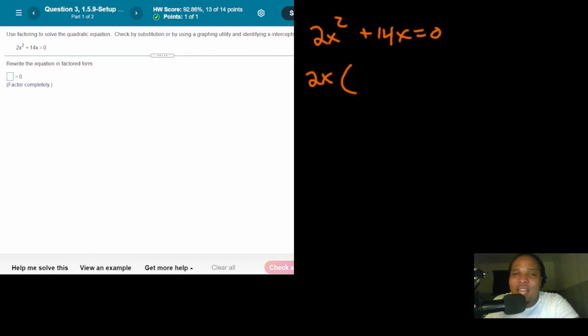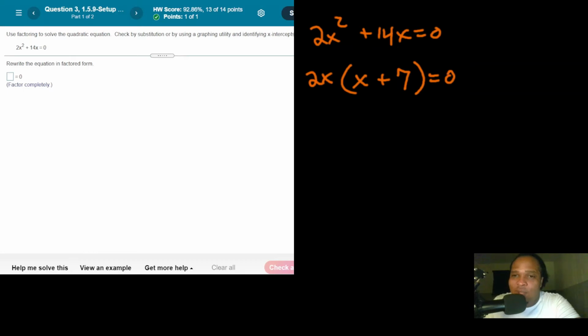Anyway, down the line, we have 2 divided by 2. That gives you a 1, right? We have x squared divided by x. You take an x out, you're just left with x. Keep the sign going, plus 14 divided by 2 is 7, and x divided by x goes away completely. So you're free to close it up. So we have 2x, parentheses, x plus 7.